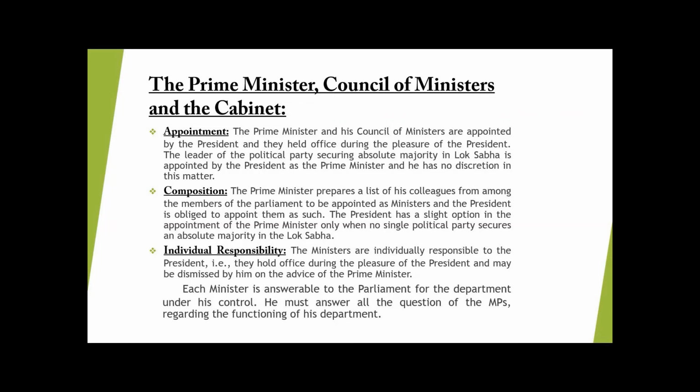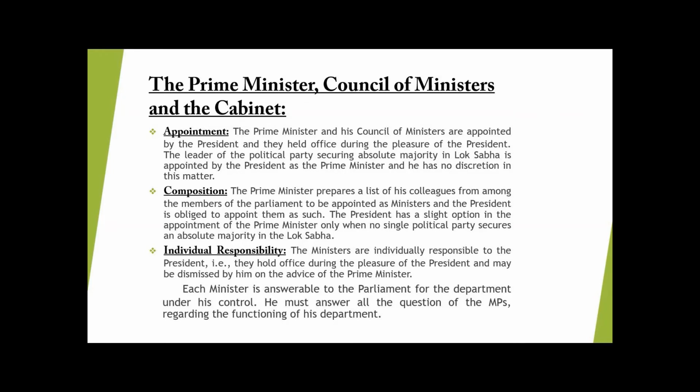The Prime Minister, Council of Ministers and the Cabinet appointment. The Prime Minister and his Council of Ministers are appointed by the President, and they hold office during the pleasure of the President. The leader of the political party securing an absolute majority in the Lok Sabha is appointed by the President as Prime Minister, and he has no discretion in this matter.